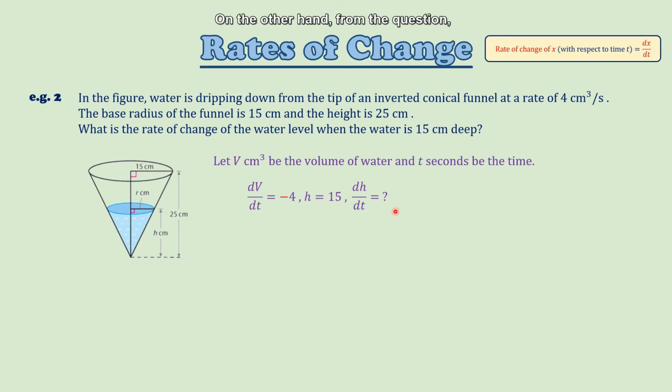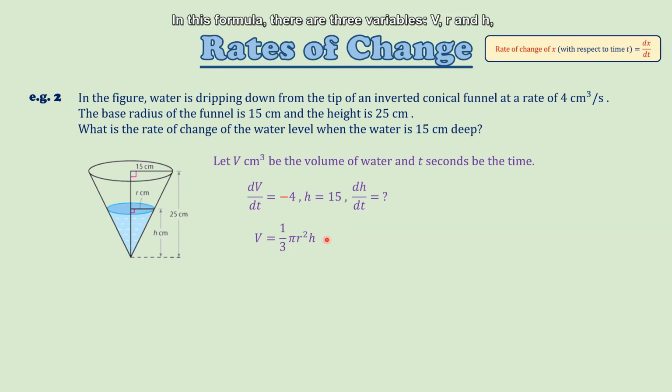On the other hand, from the question, we also know that the water level is 15 cm deep. That means H is equal to 15. That means now we want to find dH/dt when H is equal to 15 and dV/dt is equal to minus 4. In order to find dH/dt, we should first of all find the relationship between V and H. And there is a formula telling us that V is equal to 1/3 pi r squared H, which is the volume of this cone.